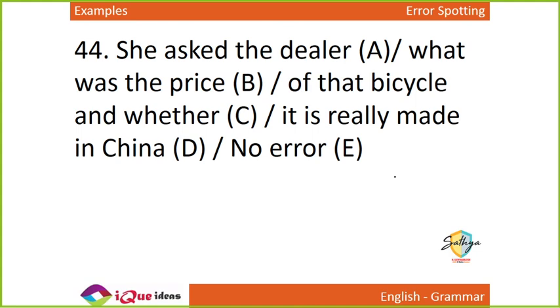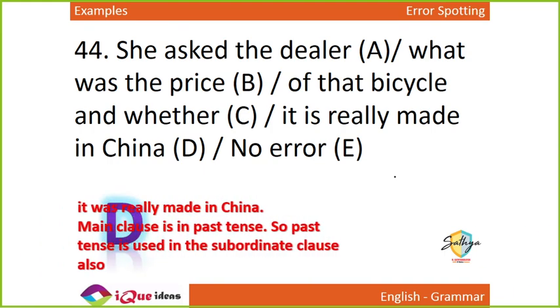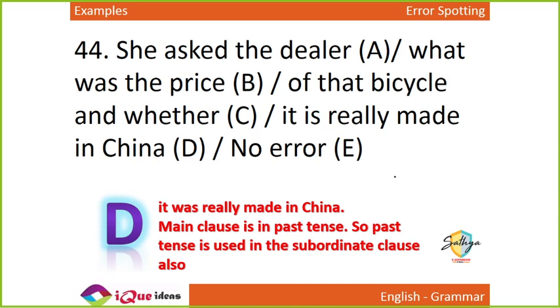She asked the dealer what was the price of that bicycle and whether it is really made in China. This is simple. Verbs. Asked, past tense. What was the price? Past tense. Whether it was really made in China. She asked the dealer what was the price of that bicycle and whether it was really made in China. Past tense everywhere.